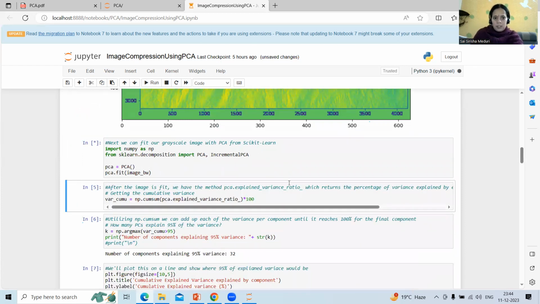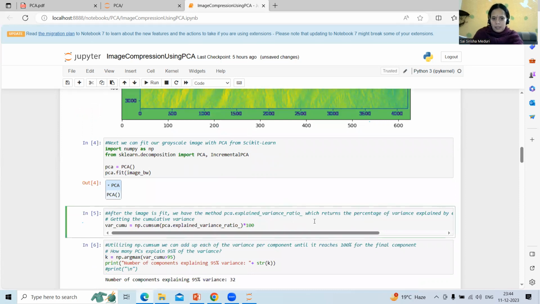After that, I'm fitting this image using this PCA and we are calculating the variance.